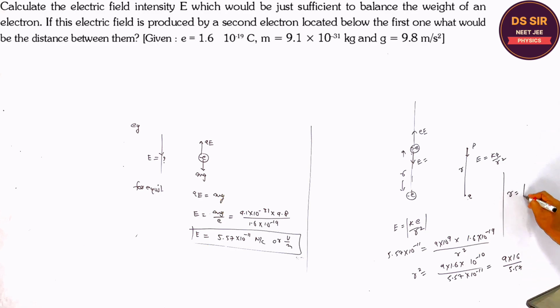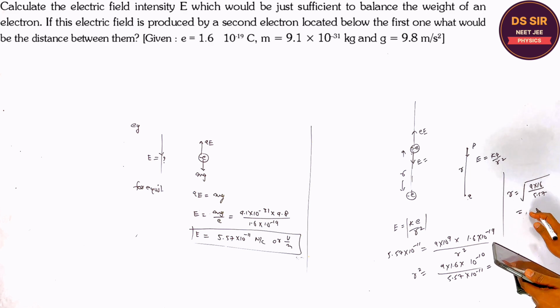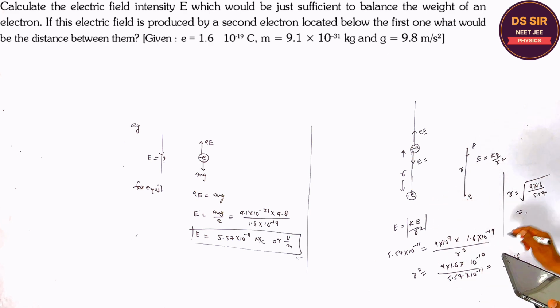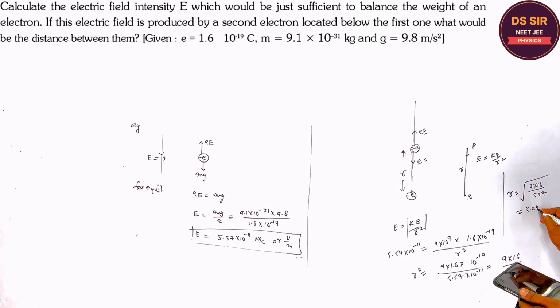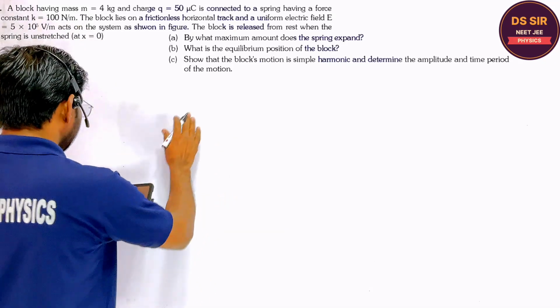9 into, when you simplify, upon 5.57, right? I am writing this side, r is equal to 9 into 16 upon 5.57. When you simplify, approximately the answer you will get how much? I'm calculating this answer. So it is approximately 5.08 meter, right? Approximately. Copy this.